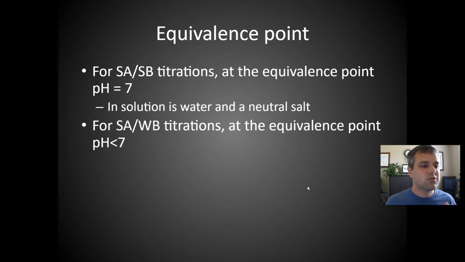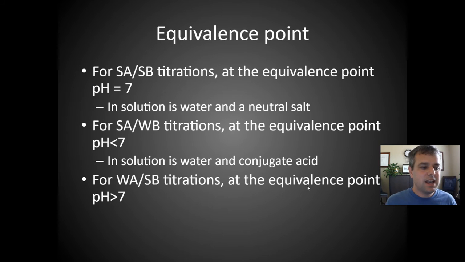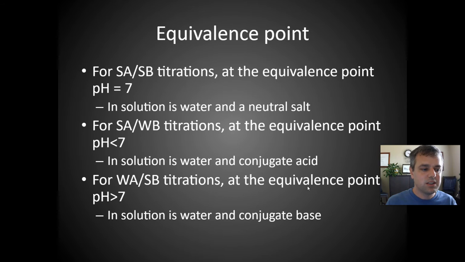If you titrate a strong acid with a weak base, at the equivalence point, the pH is less than 7, because at the equivalence point you have water and the conjugate acid of your weak base. And if you titrate a weak acid with a strong base, at the equivalence point, the pH is greater than 7, because in solution you have water and the conjugate base of the weak acid.